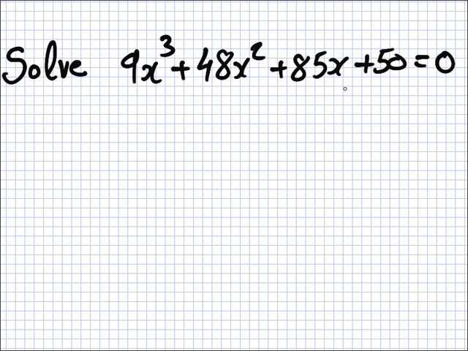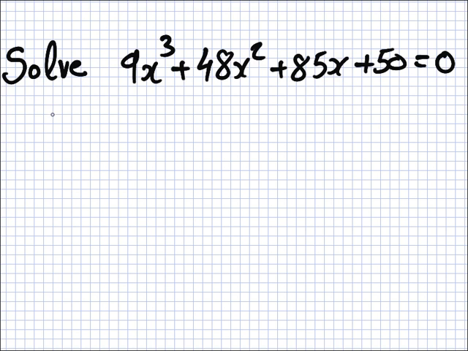We know how to solve a quadratic. So what we need to do is reduce this to a quadratic. We can do this by dividing out one of the factors. But we don't know any of the factors. So we need to find one of the factors. Which means we have to find one of the roots. But we don't know any of the roots. So we'll have to guess one of the roots.